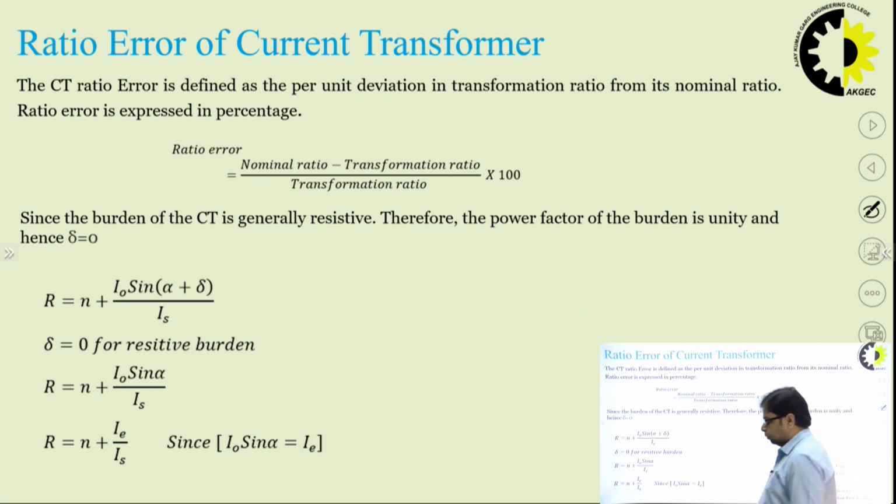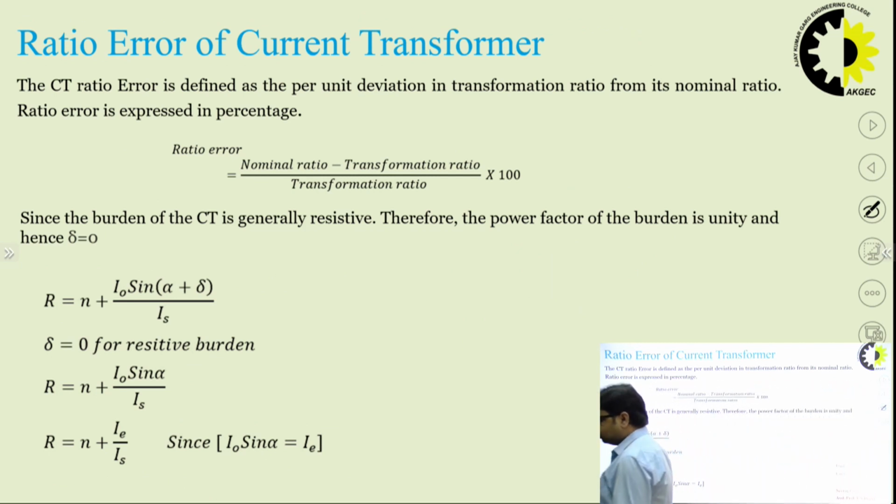Further, some parameters related to CTs are the CT ratio error. Ratio error is defined as the per unit deviation in the transformation ratio from its nominal ratio. The ratio error is expressed in percentage. The ratio error equals the nominal ratio minus the transformation ratio upon the transformation ratio, multiplied by 100. So, that will give the percentage ratio error.